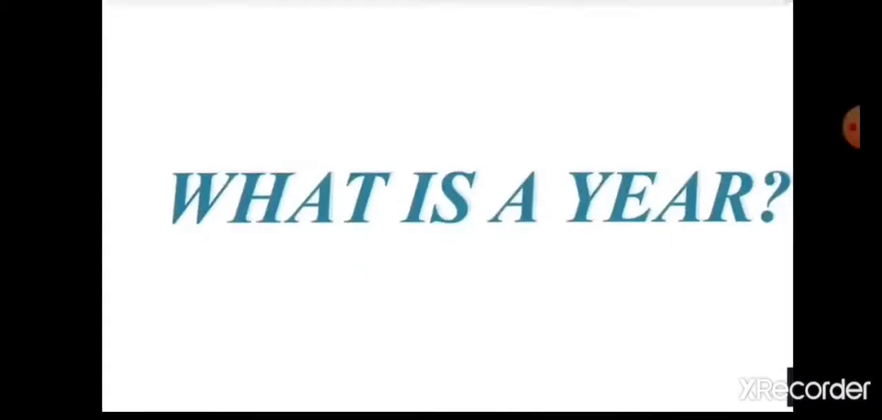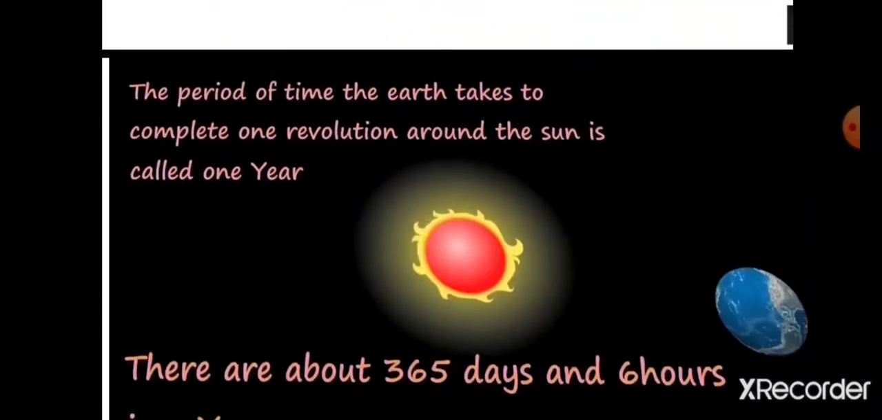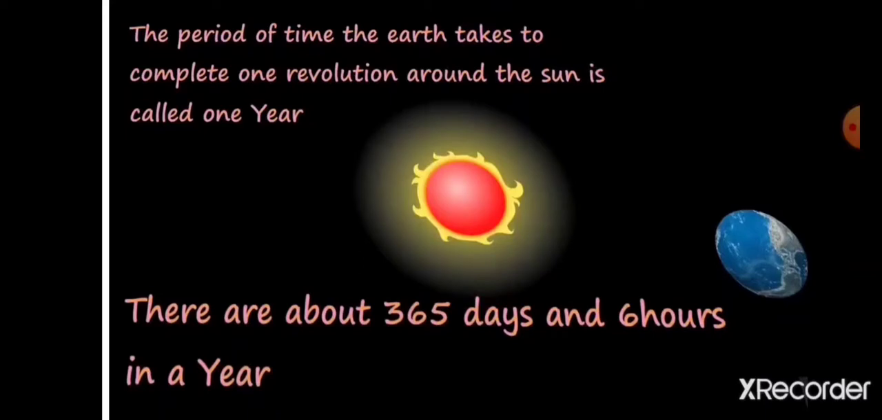Now let us understand what is a year. The period of time the earth takes to complete one revolution around the sun is called a year. There are about 365 days and 6 hours in a year.